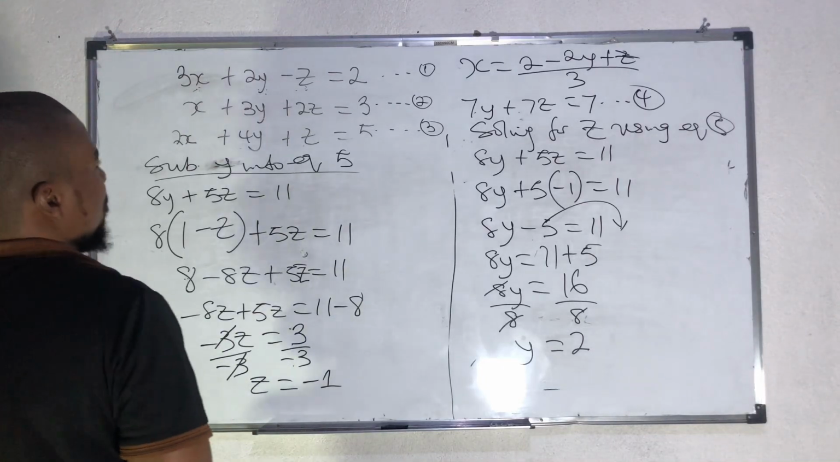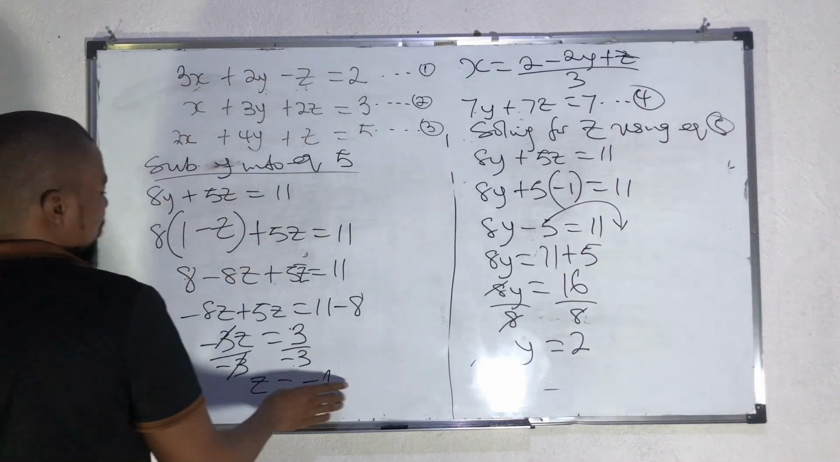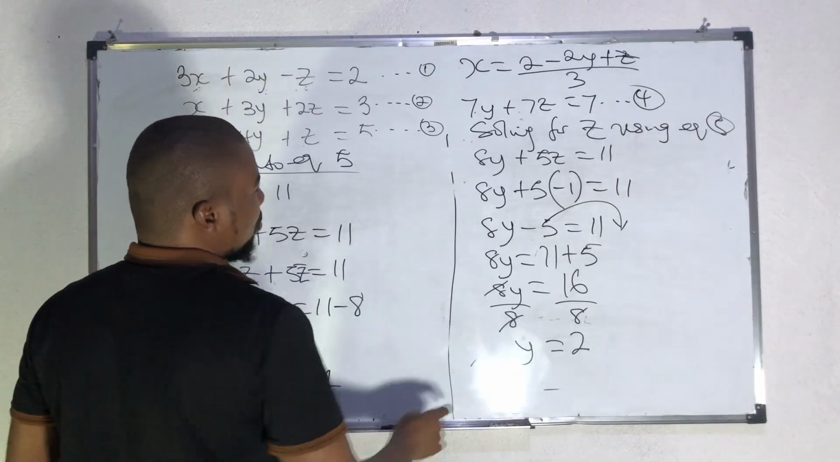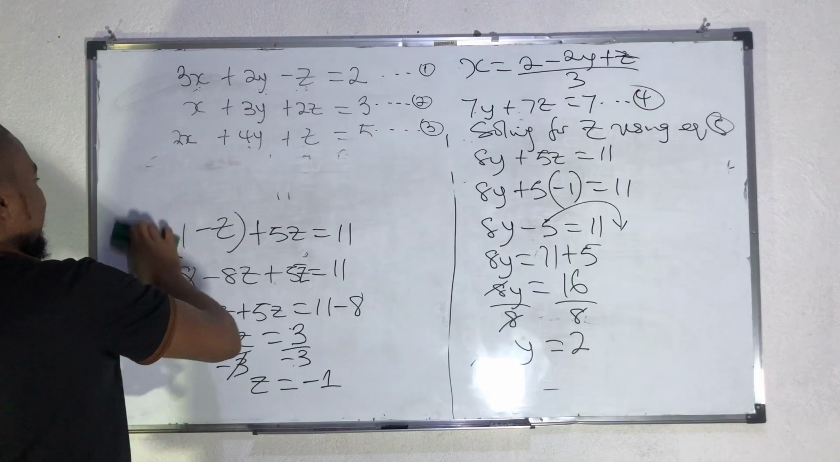Finally, let's solve for x. We know our y, we know our z. Z is equal to -1, y is equal to 2. We can now solve for x. How do we solve for x?